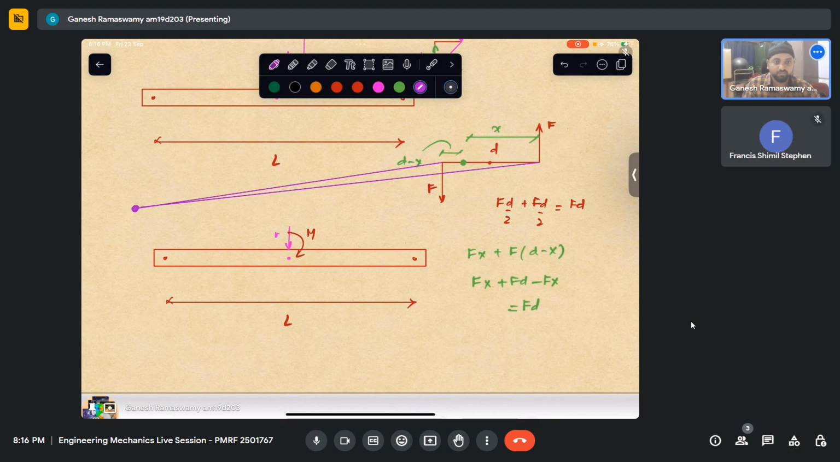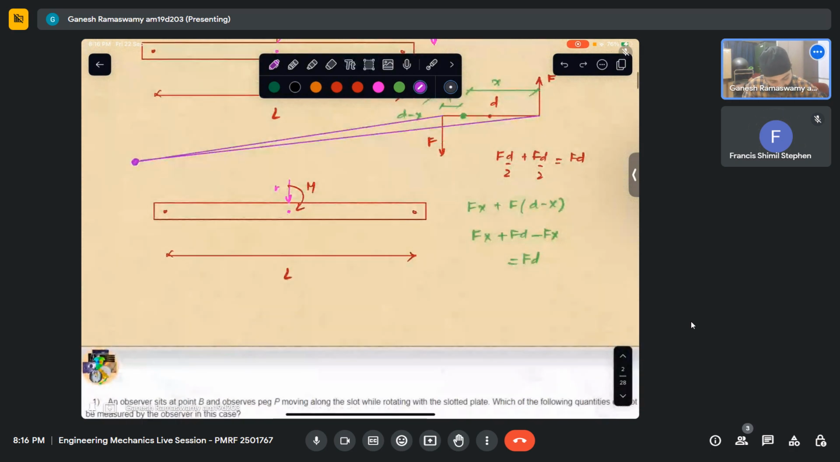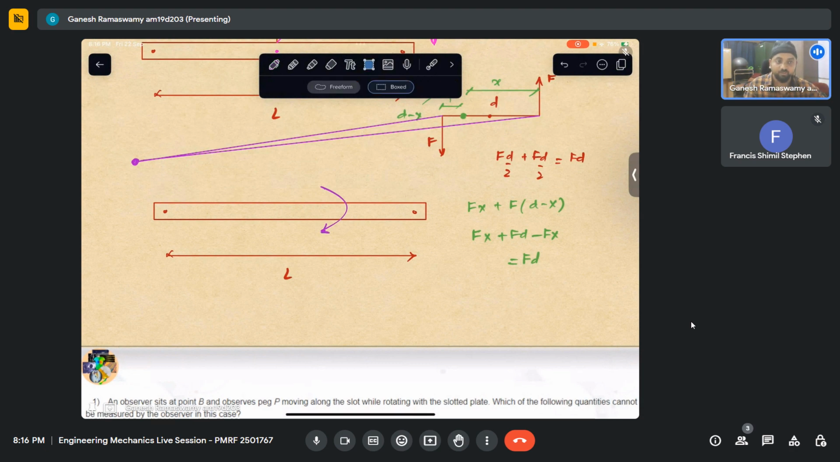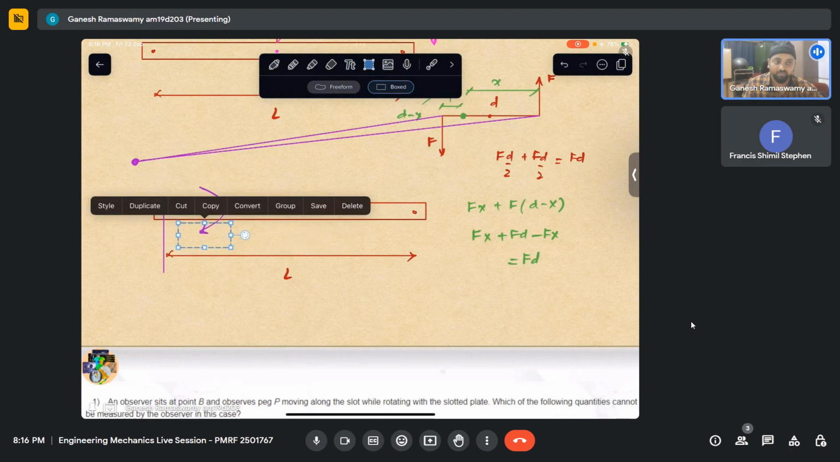See, couple is a free vector, meaning let us say I have a beam and I have a couple. No matter where I move this, it will still bring about the same external effect. You follow? But the same will not be applicable for the bending moment, because bending moment and shear force are internal effects. If I place this couple here or here, my bending moment diagram will definitely change, but my reactions will not change.